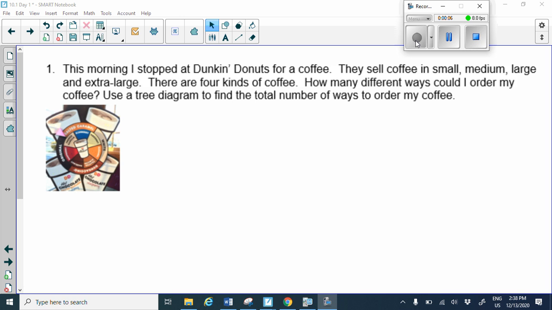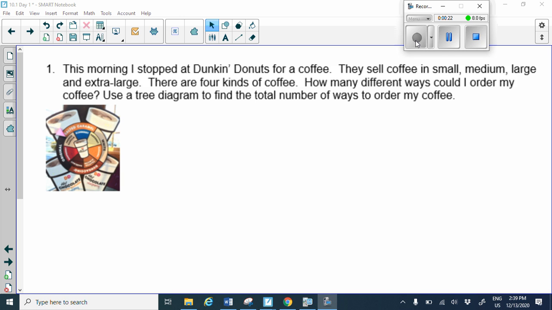Okay, so this says, this morning I stopped at Dunkin' Donuts for a coffee. They sell coffee in small, medium, large, and extra large. There are 4 kinds of coffee. How many different ways could I order my coffee? Now here, we're going to use a diagram or tree diagram to find the total number of ways I can do that.